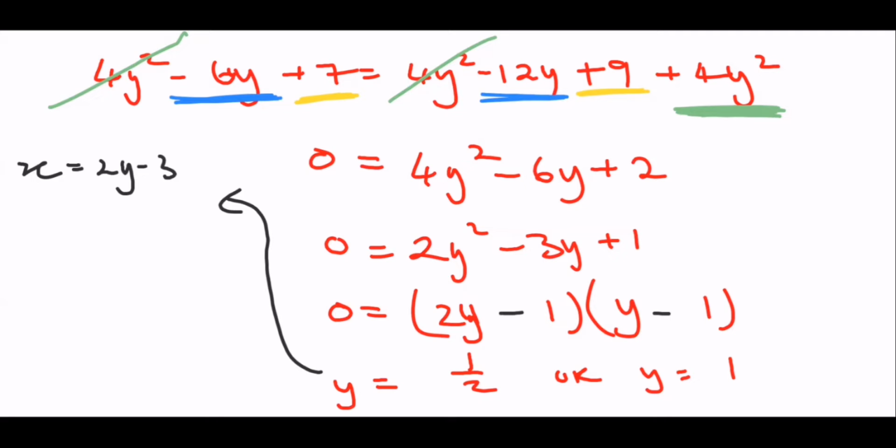Now I'm going to be substituting these answers back into my x equation so I can find the answers for x. So y is a half and y is equal to 1. Let's substitute y with a half first. A half times 2 is 1. 1 minus 3 is negative 2. Okay, so that's the first solution.